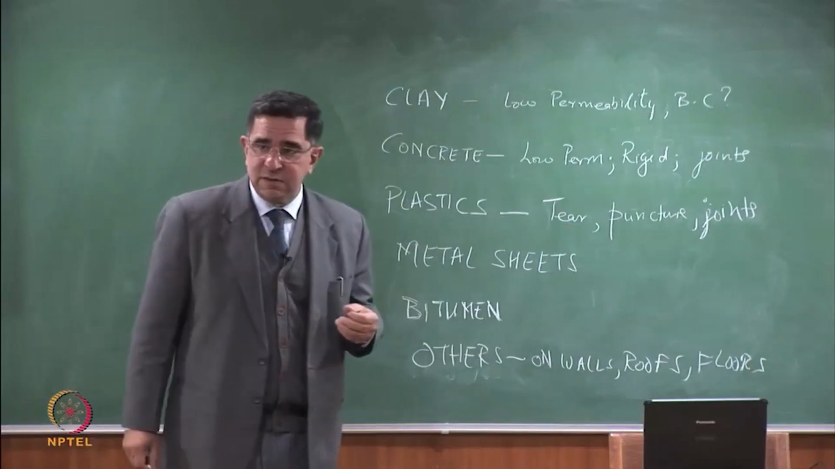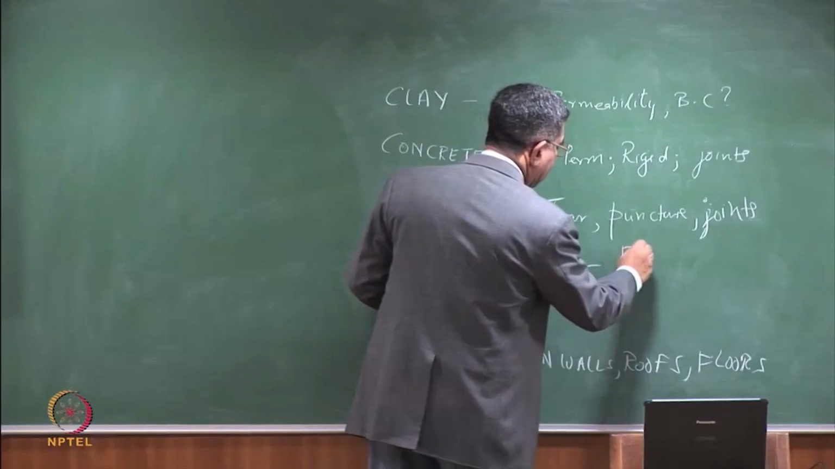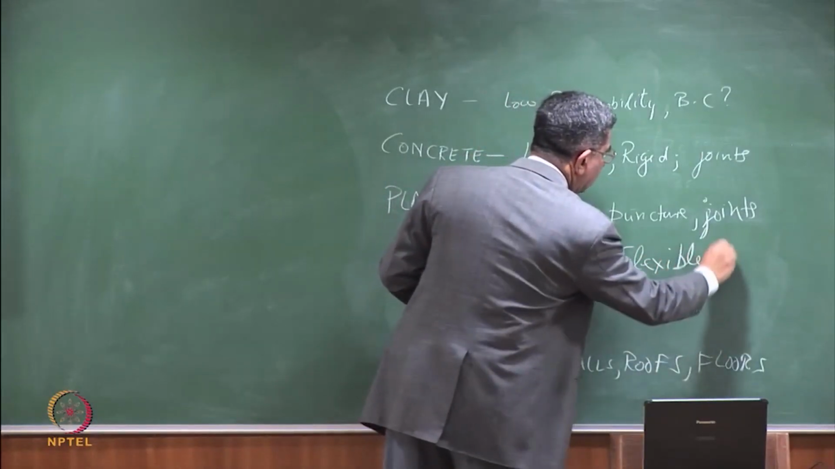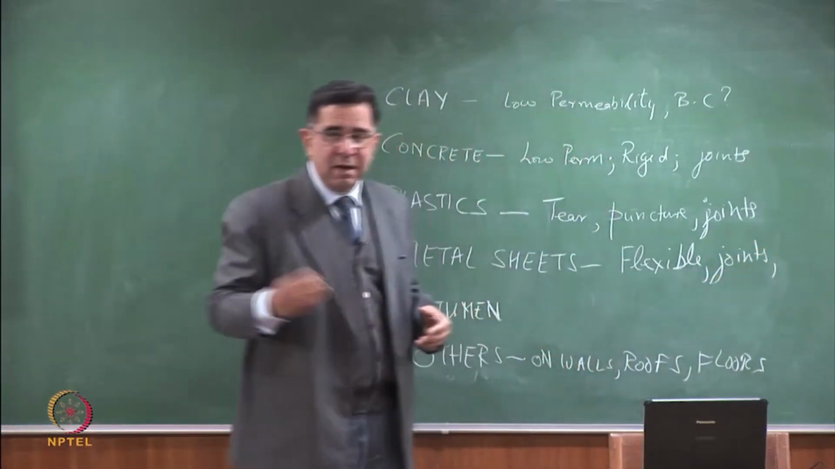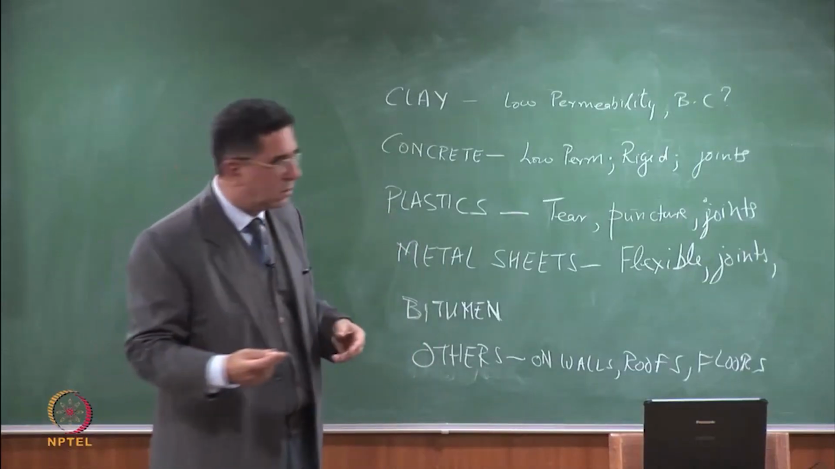Okay, metal sheets, no problem. They are also flexible to some extent. But again, there's the issue of joints. And currently, metal is more expensive than plastics on a performance basis. So there's the issue of cost.